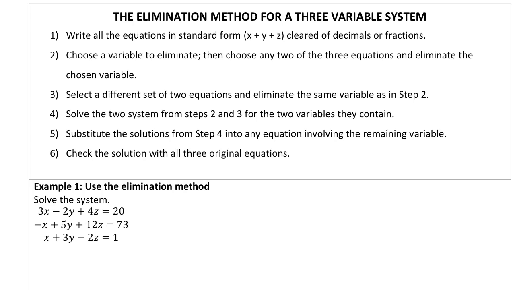So the first thing you want for elimination is to have all the equations in that standard form of x, y, and z in a row. So x plus y plus z in that order equal to a constant. So you don't want any decimals, you don't want any fractions. So we'll talk about kind of how to fix that if we need to.